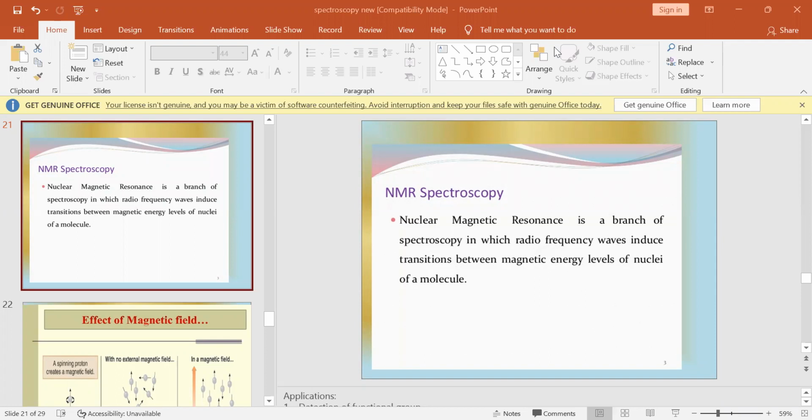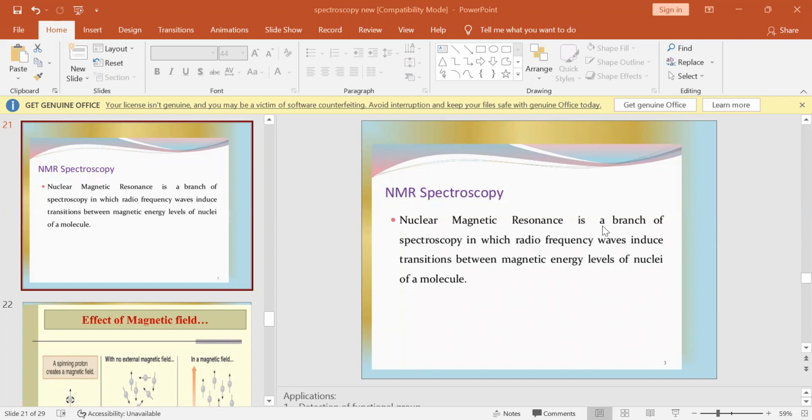Nuclear magnetic resonance spectroscopy is a branch of spectroscopy in which radio frequency waves induce transitions between magnetic energy levels of nuclei of a molecule. It is a form of absorption spectroscopy. The sample absorbs electromagnetic radiation in the radio frequency region, and the spectra arise due to the transition between nuclear spin energy levels. An NMR spectrum is obtained by plotting frequencies of absorption peaks versus peak intensities.